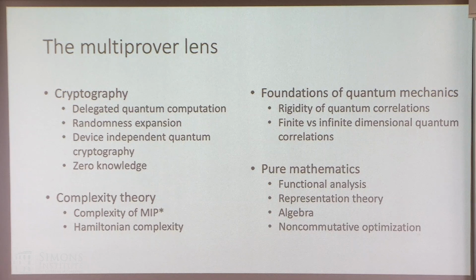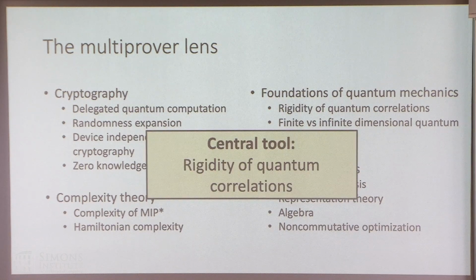Let me come back to this multi-prover lens. It's really a wonderful conceptual framework to think about many different problems. And I think part of it comes from the fact that there's a very operational view. We think of these provers as trying to do something operationally and so on. It's very useful. And the central tool in thinking about this is really these rigidity tests. This is guiding us a lot. So that's all.